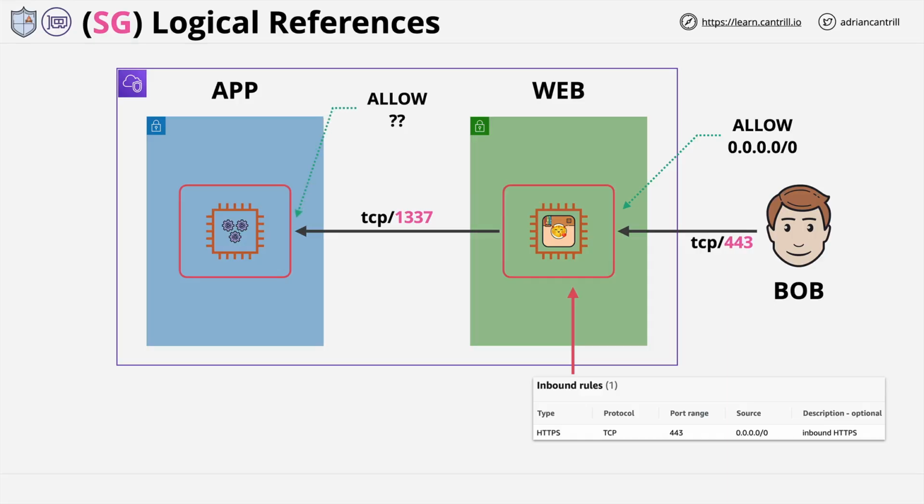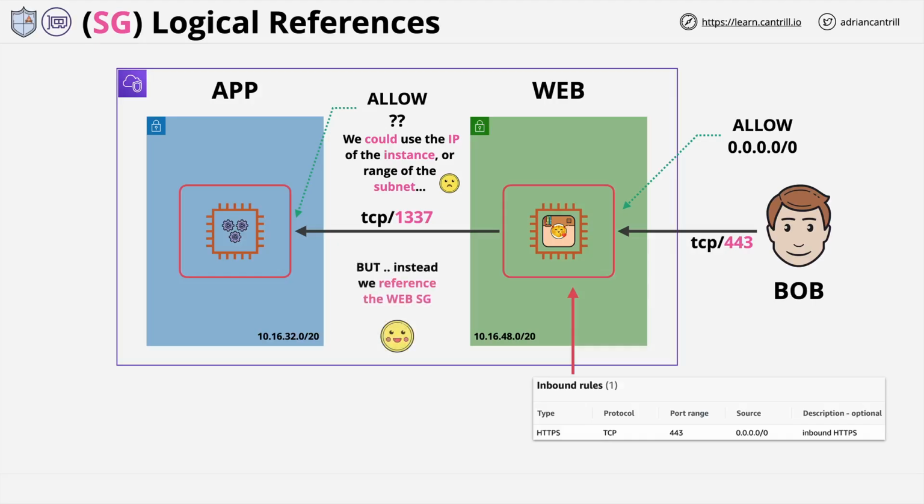Well, we could just add the IP address of the web instance into the security group of the application instance. Or if we wanted to allow our application to scale and change IPs, then we could add the CIDR ranges of the subnets instead of IP addresses. So that's possible, but it's not taking advantage of the extra functionality which security groups provide. What we could do is reference the web security group within the application security group.